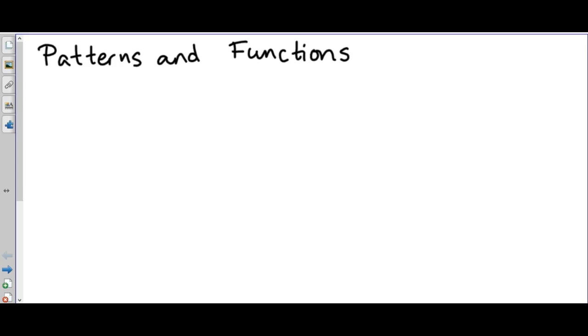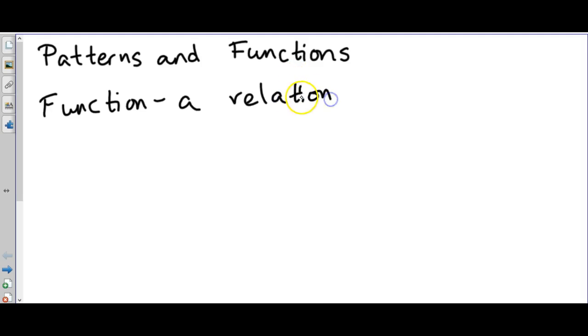This video will be about patterns and functions. A function is a relationship that assigns exactly one output value for each input value. You can apply functions to a lot of situations.